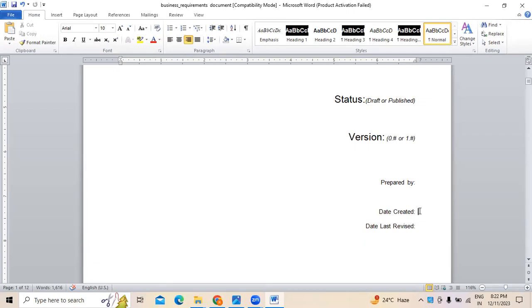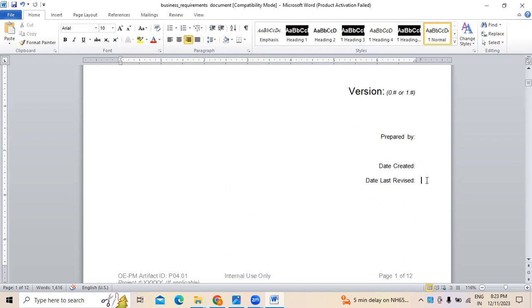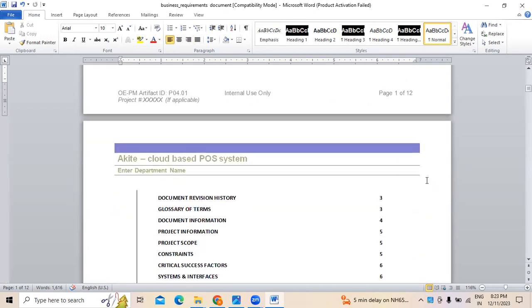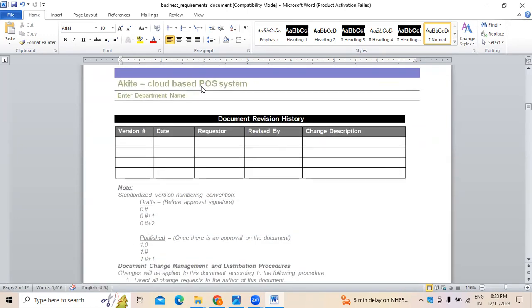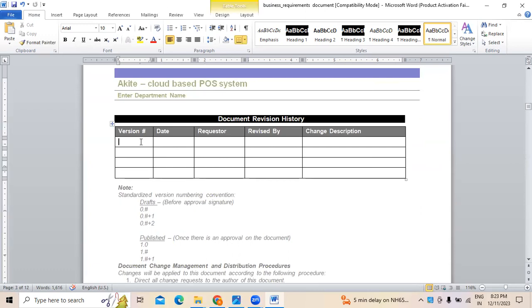At the same time, date last revised means, whenever we create a document, there are sometimes possibilities that we require some revision. Depending on the need, that revision has to be made subsequently. So this is where the date last revised is generally mentioned, date created followed by date last revised. Next, this is about the project charter. Okay, leave it. Now here, this is where the document revision history comes.